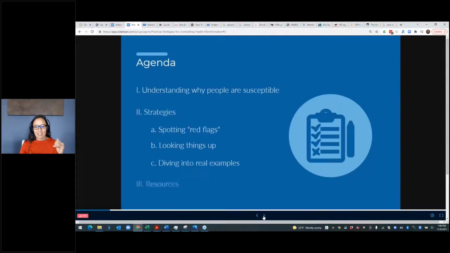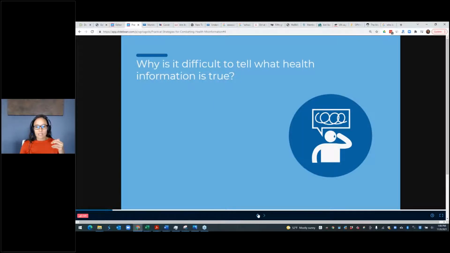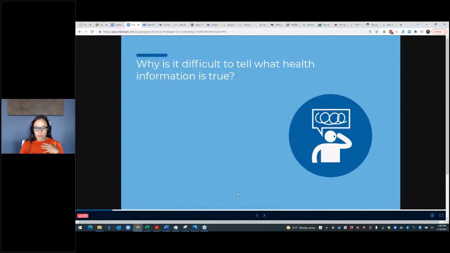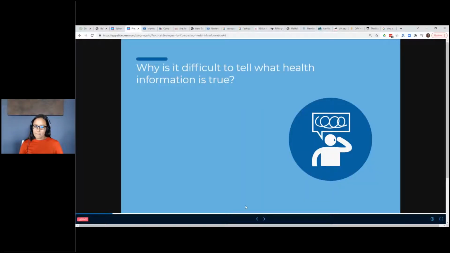Okay, so why is it difficult to tell what health information is true? Now, you can still see my whole screen, right? I think so. Okay, let's see. Sorry. Yes, we can see your whole screen. Okay, I just want to show you this one window. Can you still see that?